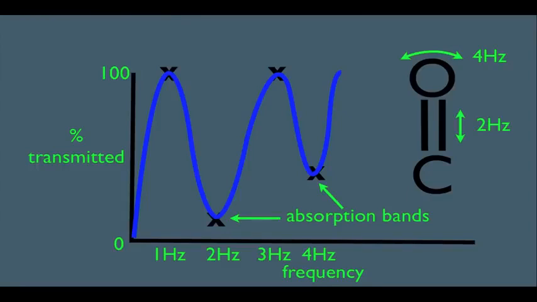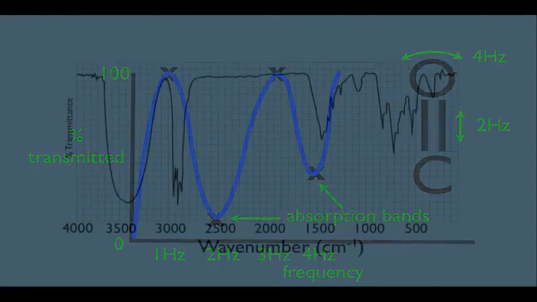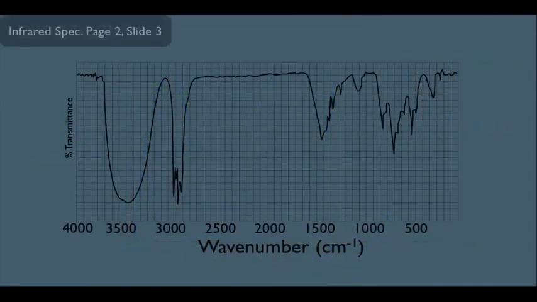However, let's look at an actual IR spectrum. This right here is the real deal. Notice on the y-axis here you do have the same thing, the percent transmitted. And notice we also have absorption bands that look like this. Sometimes they're broad like this here, sometimes they're narrow, and sometimes they're, well, in between.